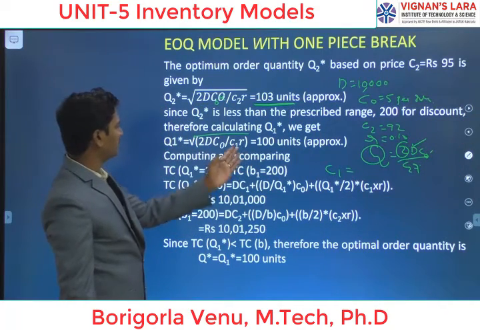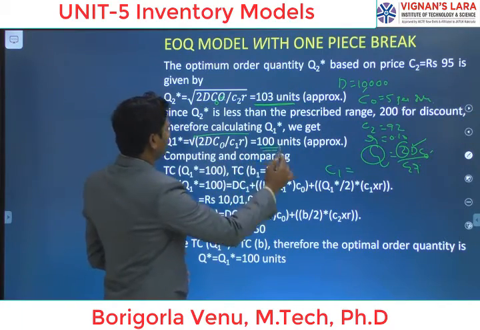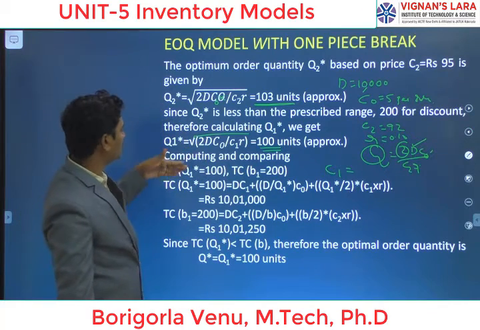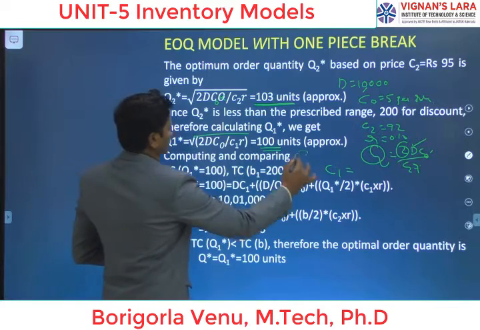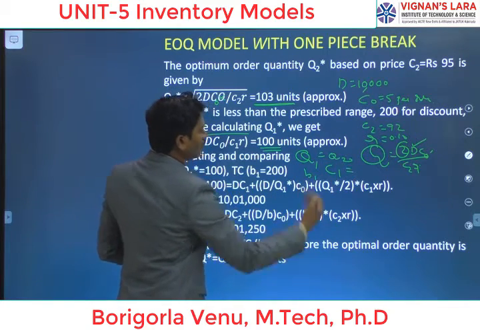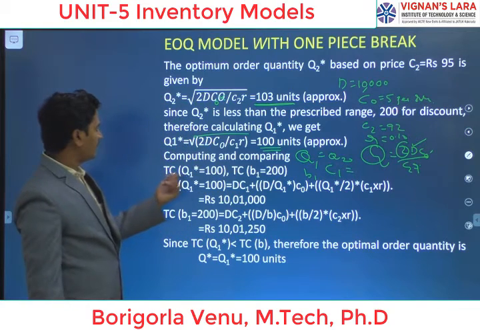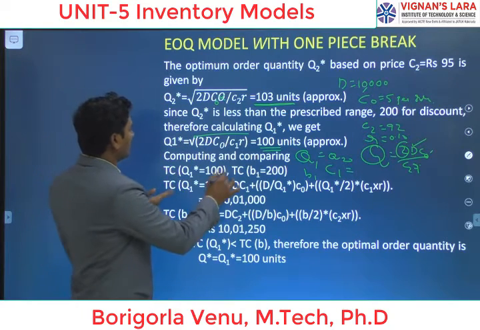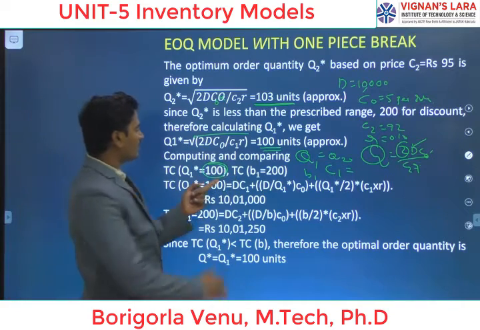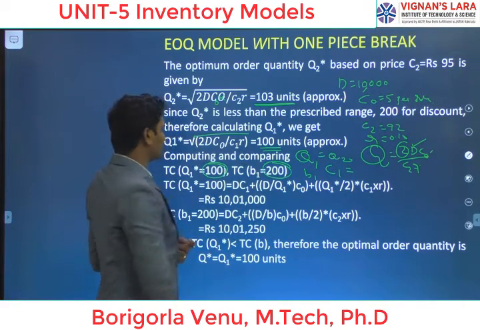We are going to substitute here in this. Then here we get the 100 units. So computing and comparing these two, Q1 and Q2, with the help of order quantity B1. So here, what is the Q1? 100 units, and at the Q1 the order quantity is 200.